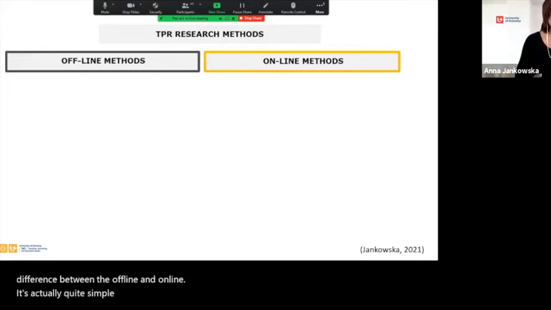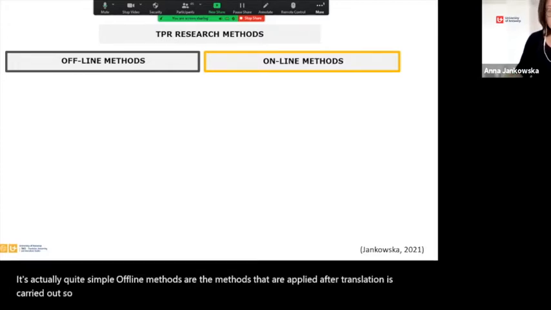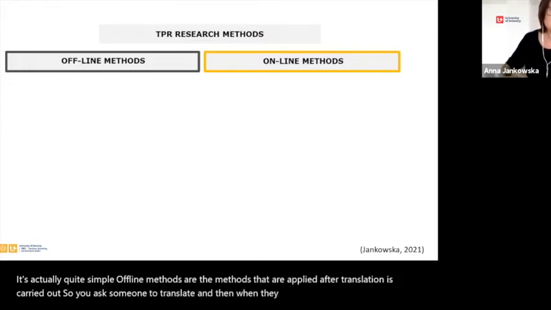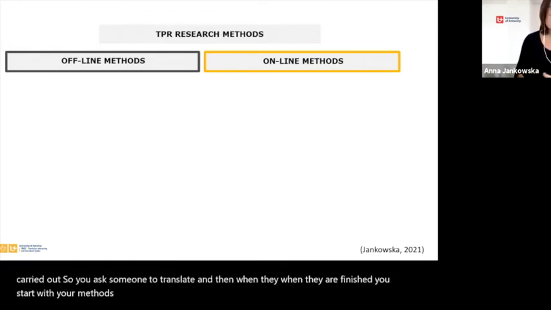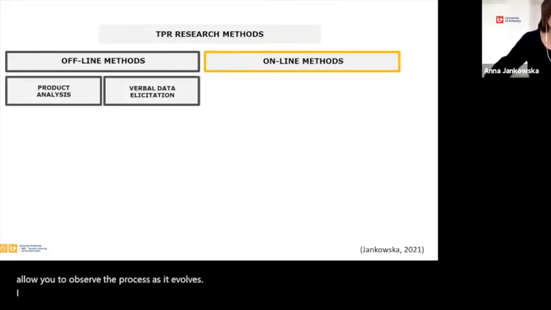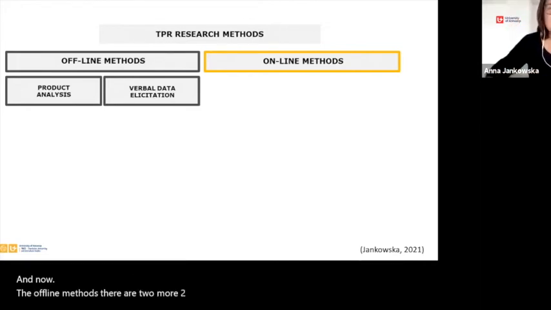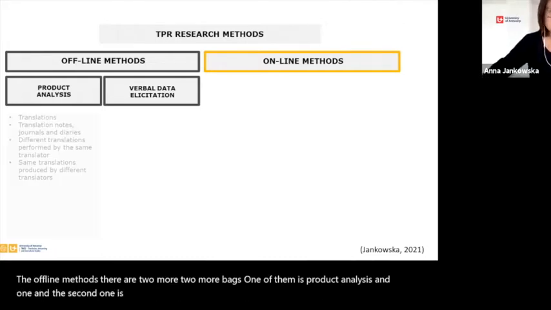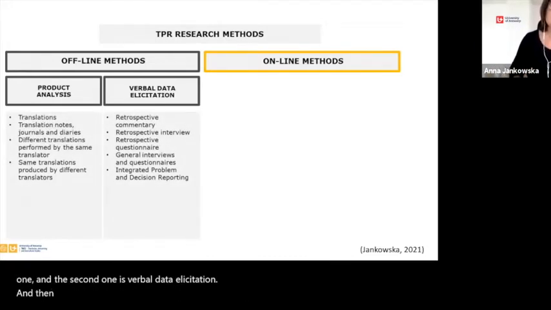Offline methods are the methods that are applied after translation is carried out. So you ask someone to translate, and then when they are finished, you start with your methods. And online methods are used during the translation, so they allow you to observe the process as it evolves. Now, in the offline methods, there are two bags. One of them is product analysis, and the second one is verbal data elicitation. And then we'll comment on those in a moment.